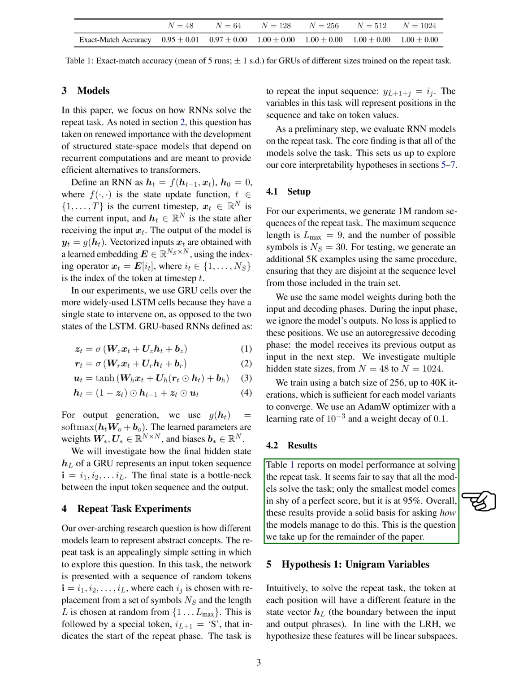We hypothesize that to solve the repeat task, each token's position will correspond to distinct features in the final state vector, which we believe will form linear subspaces.